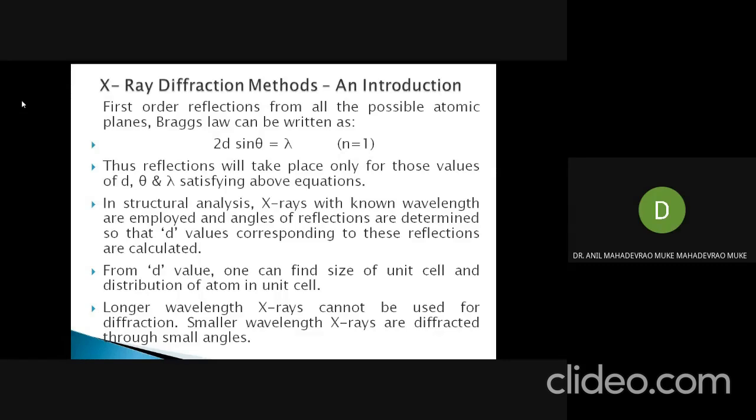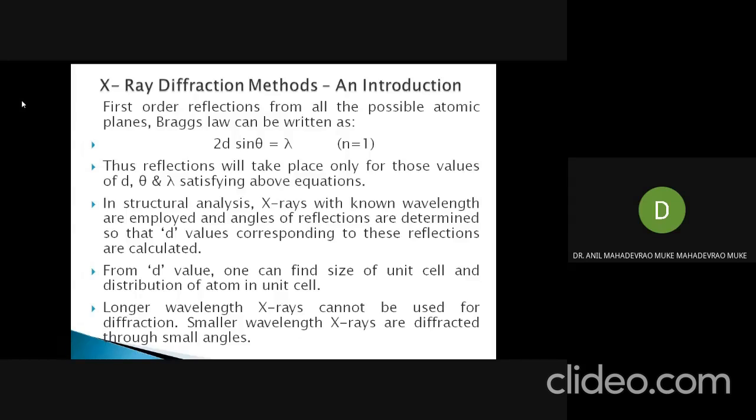Meaning, when you increase theta, lambda should change correspondingly, depending upon the condition, but Bragg's law should be obeyed in that technique. This technique is normally used in structural analysis to find out what type of crystal it is and what the symmetry inside the crystal is, for finding the interplanar distances or the lattice constants. So we can find the d value from this, and from the d value we can find the size of the unit cell as well as how atoms are distributed within the unit cell.